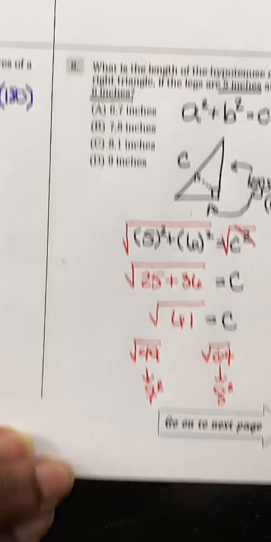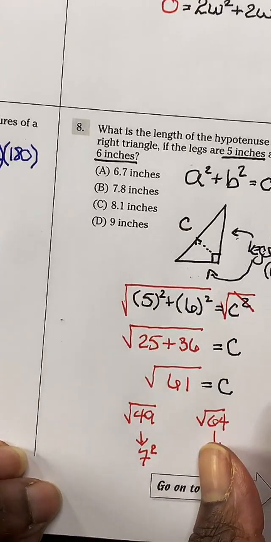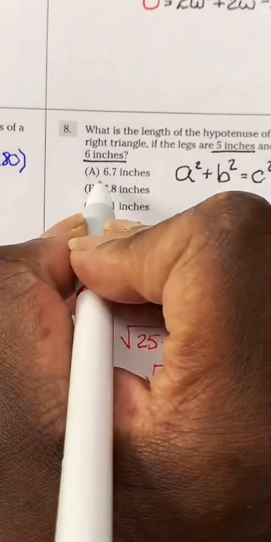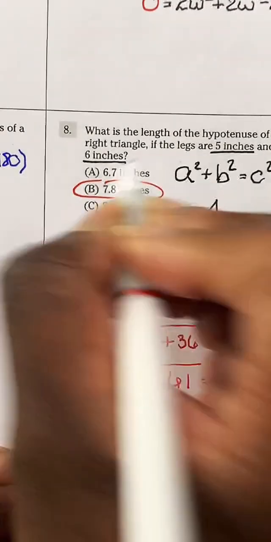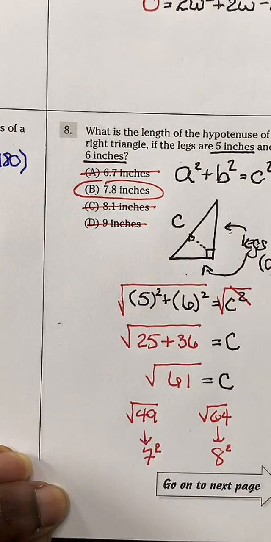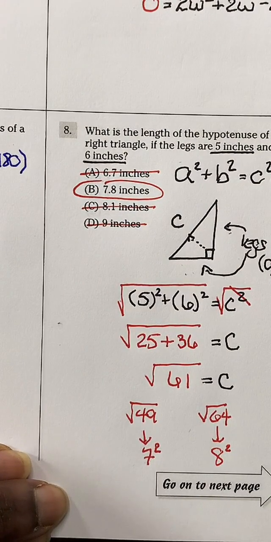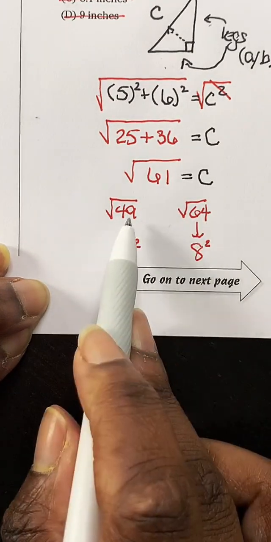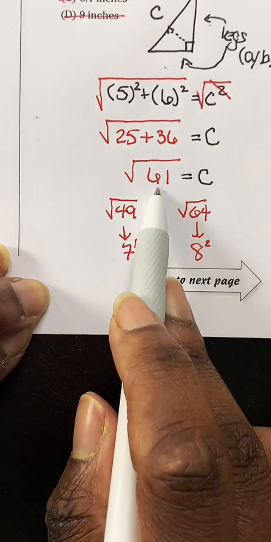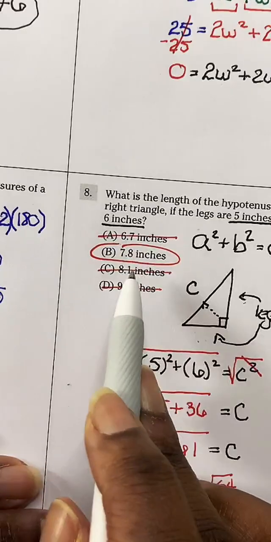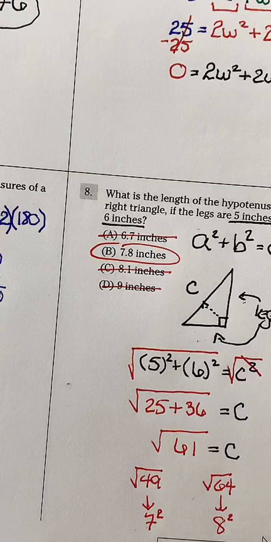So knowing that, I'm taking a look, and the only number that's between 7 and 8 is B. Because if you're going to sit here and ask, well, how am I supposed to know? Try to know your perfect square roots. When you know your perfect square roots, you can figure out where this will fall in between.